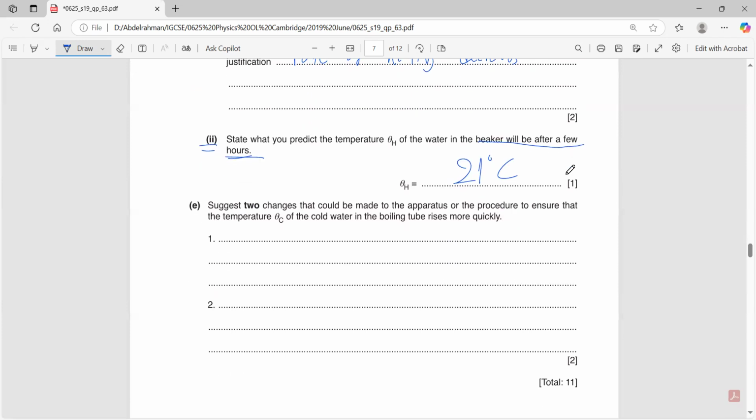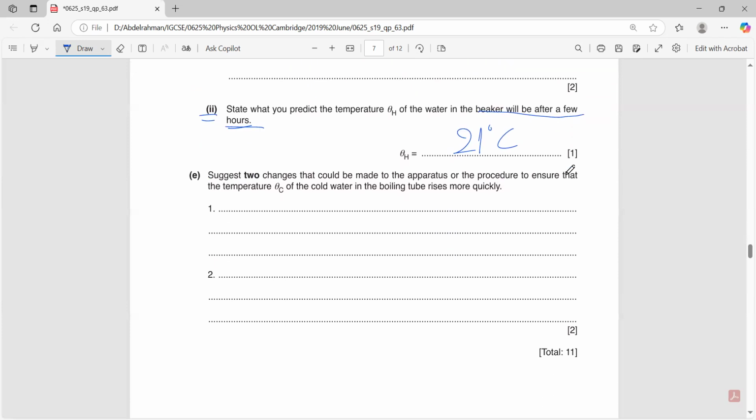Now, suggest two changes that would be made to the apparatus or procedure to ensure that the temperature theta C of the cold water rises more quickly. How can I make the temperature rise more quickly? By decreasing the initial temperature of the cold water.